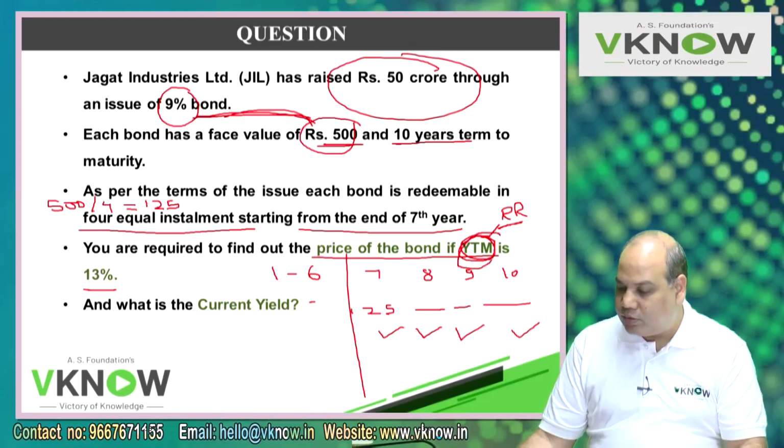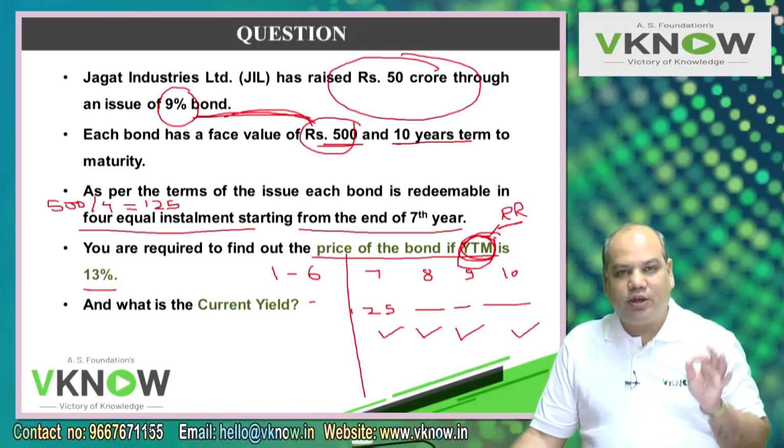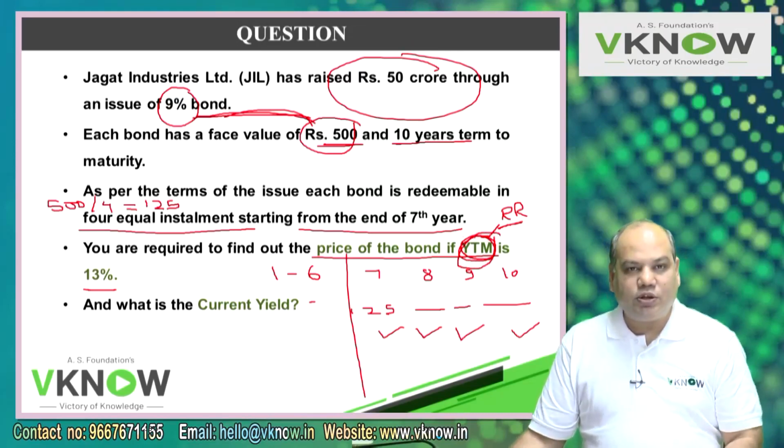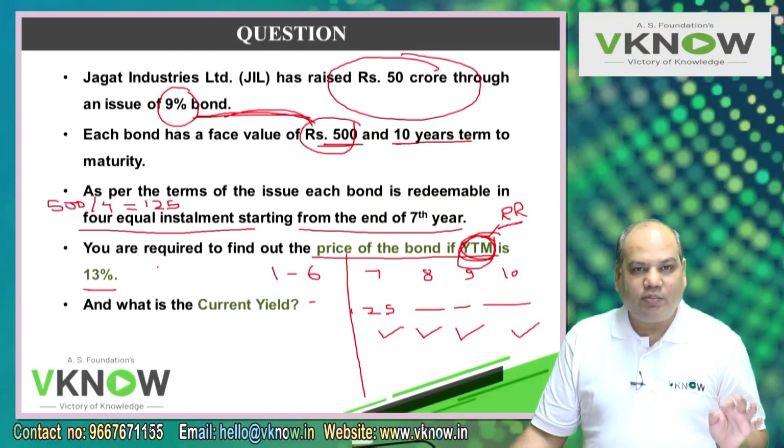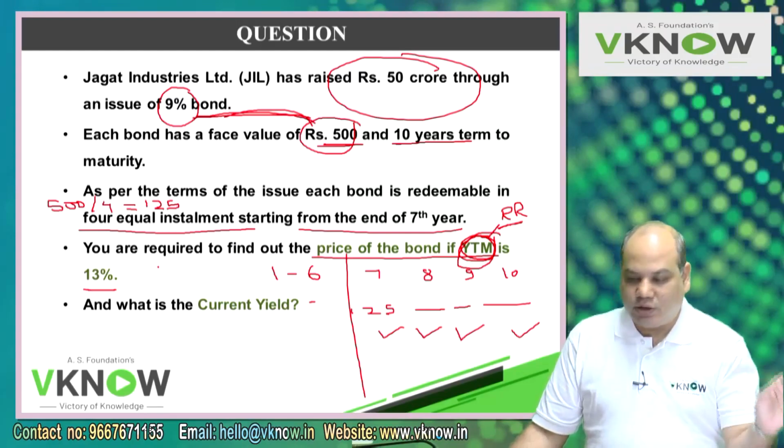I am going to explain yield to maturity in subsequent pages. So for the time being, just take it as a discount rate. We'll come to this in detail. It's one of the main aspects of this topic. For the time being, here YTM means just use it as a discount rate.